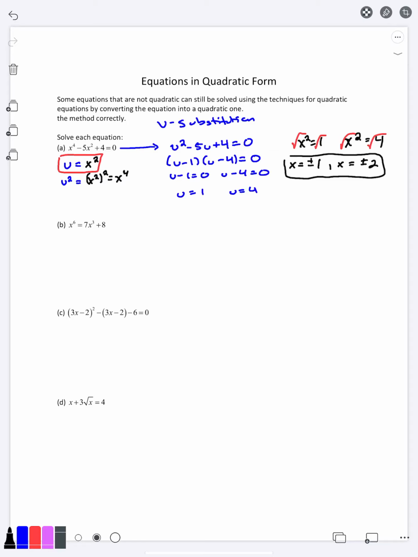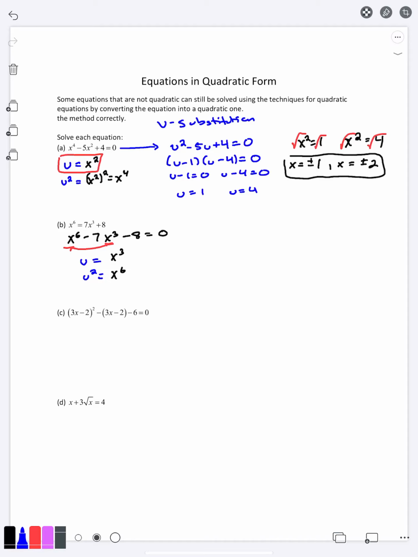Now in this next one here, I want to make it equal to 0 first, so I'll move things over. And then my choice for u here is going to be the x cubed term. If you were to square that, you'd get x to the 6. I'm somewhat cheating here, because I know if I pick this to be u, this better be my u squared. If it's not, then this method really wouldn't work. Right? We need to be able to have a u and a u squared there.